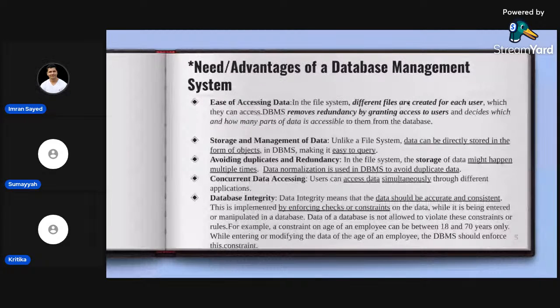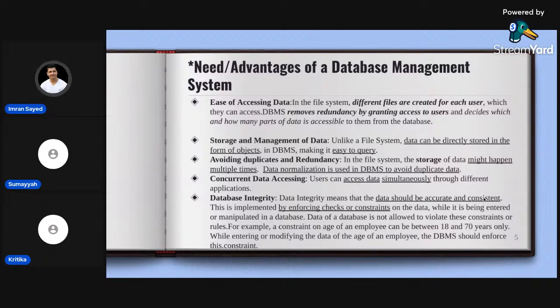So ease of accessing: different files created for each user decides how many parts of data is accessible. Removes redundancy. Data can be directly stored in form of object, easy to query. Avoiding duplicates and redundancies. Storage might happen multiple times. Data normalization is used to avoid duplicate data. Concurrent data access. User data can be accessed simultaneously through different applications.